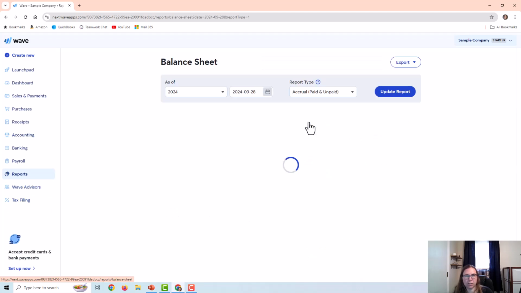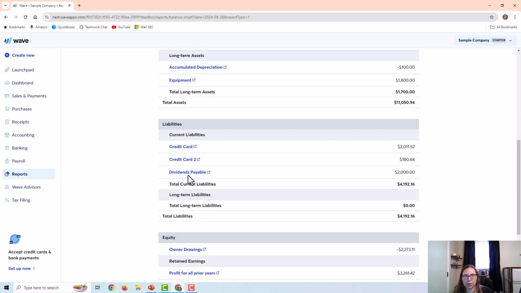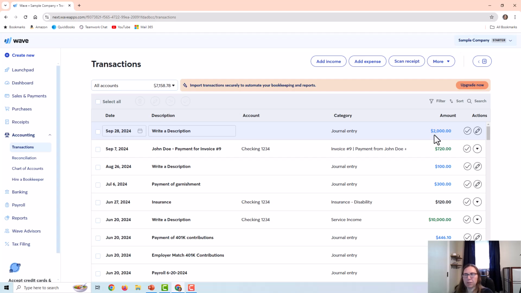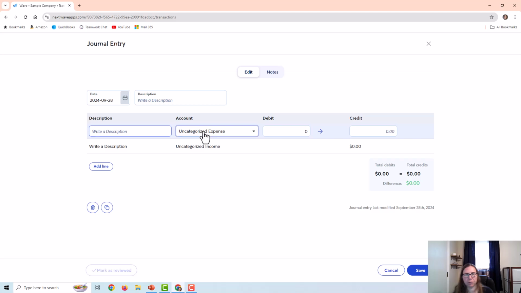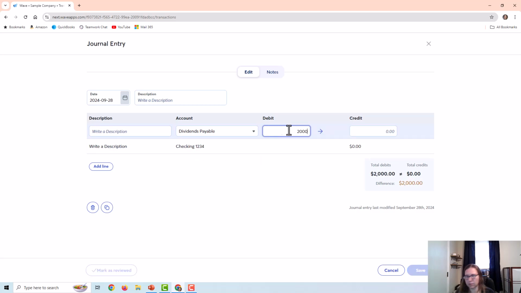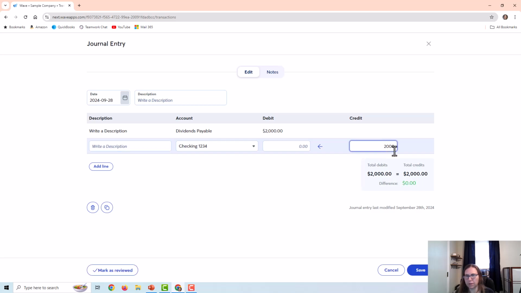So we're going to look at a balance sheet, and you can see the dividends payable here of $2,000 showing they owe the $2,000 to shareholders, and the dividends down here under equity is a negative line item. And then on the payment date, you're going to pay the shareholder or shareholders. If you only have one shareholder, you could easily just do one journal entry. You would debit dividends payable and credit your checking account for $2,000, just like I showed you on the PowerPoint slides earlier.